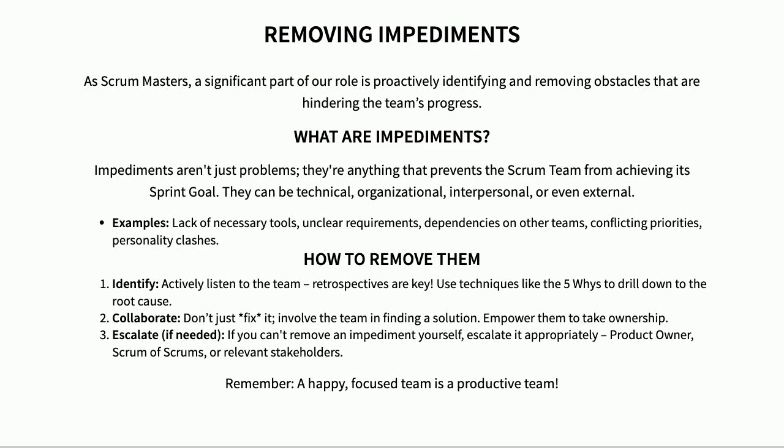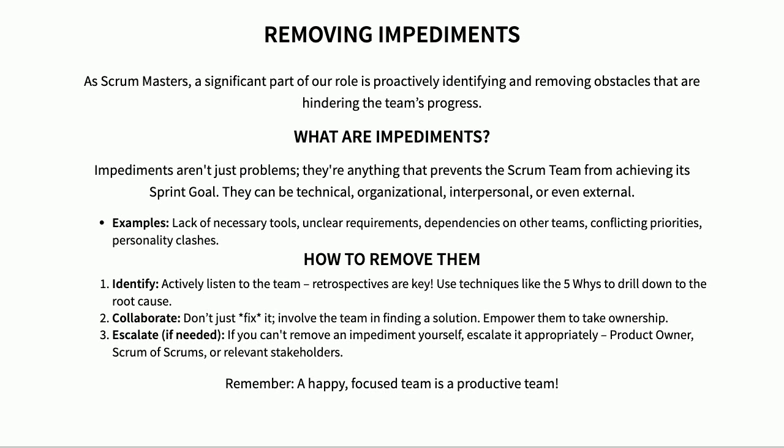Okay, let's talk about how we, as Scrum Masters, tackle those frustrating roadblocks that pop up, the impediments. These aren't just simple problems, they are anything that stops the team from reaching their sprint goal. Think of things like missing tools and clear instructions, or even disagreements between team members. We start by actively listening to the team during retrospectives and using techniques like the 5 whys to really understand why something is blocking progress.